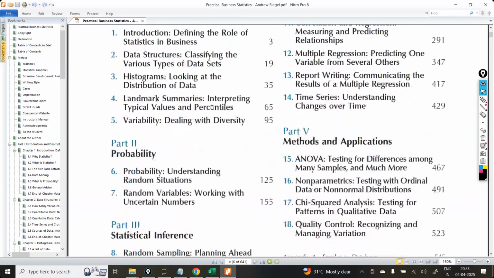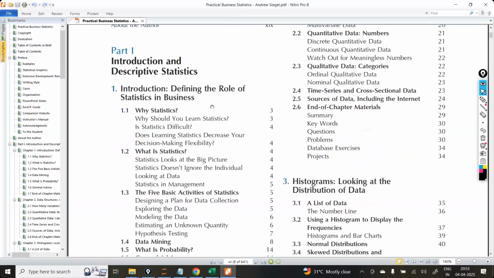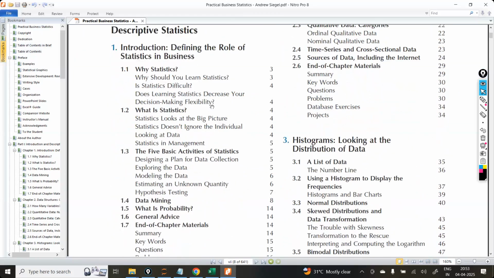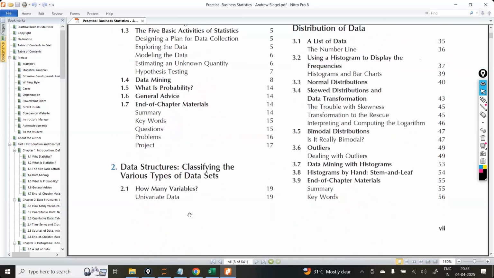guys, please tell me whether we have completed these things or not. You only have to tell me what is statistics, what we are going to understand from the statistics, exploring the data and data mining, and what is probability. Next, what are the types of variables? Univariate data. What is univariate data? Single column.